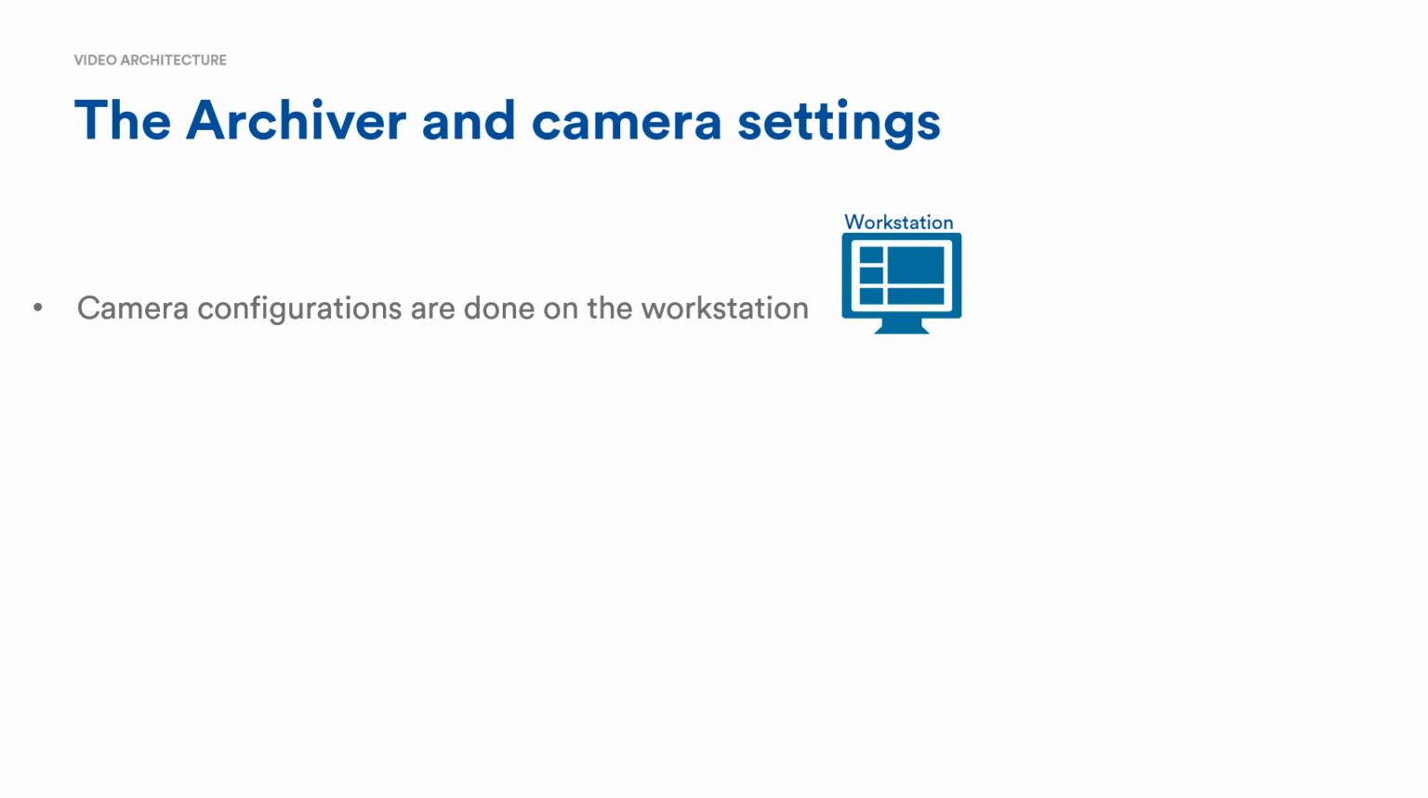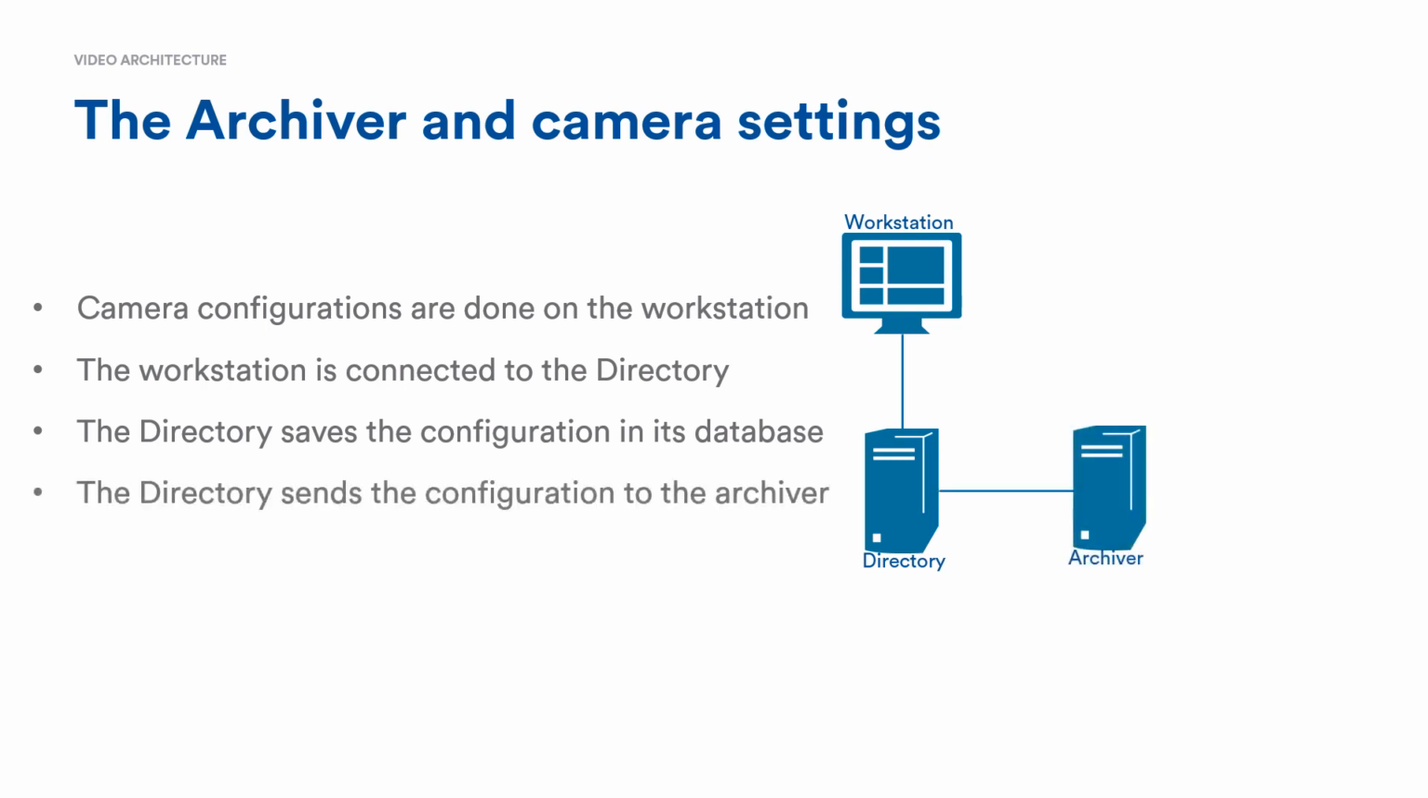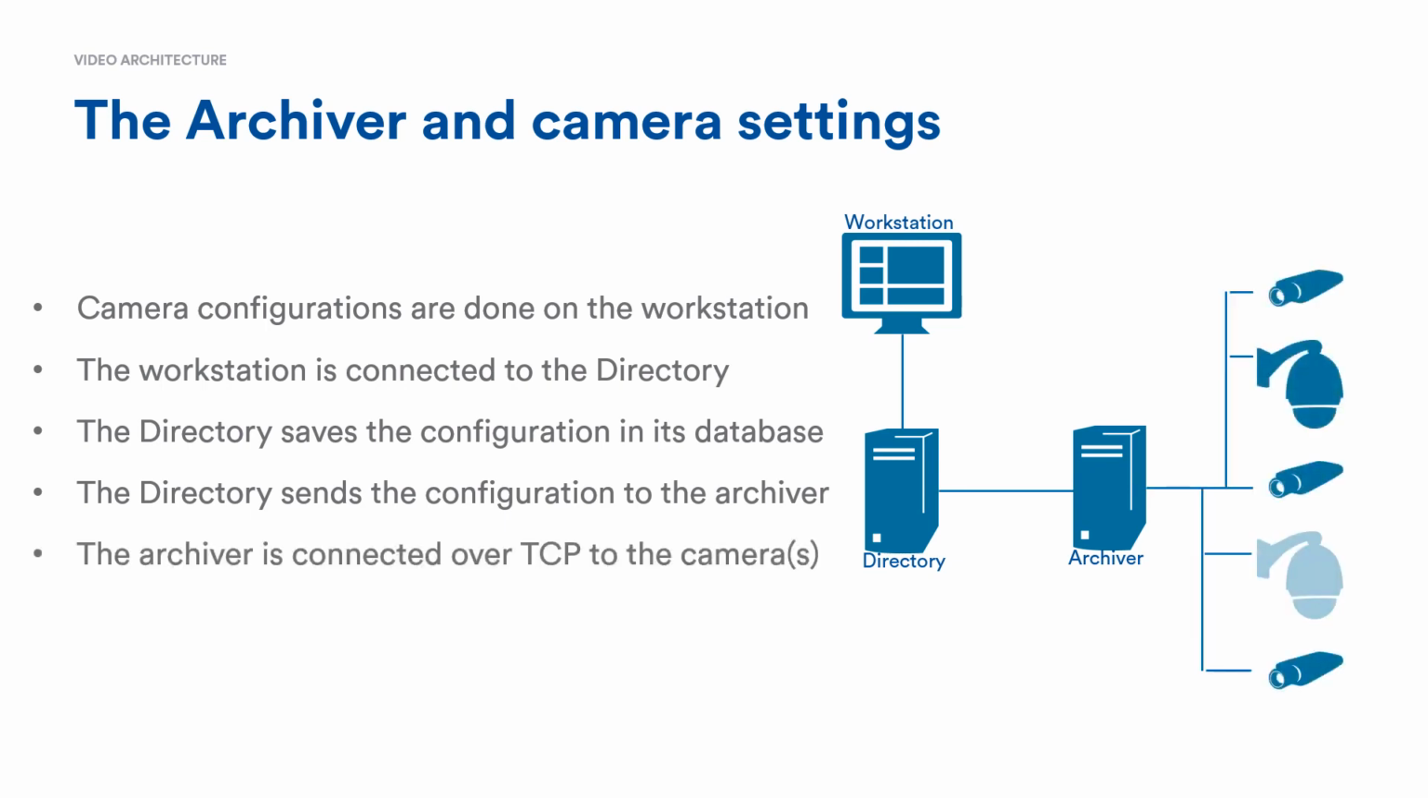My laptop is not connected to the camera, and someone or something actually has to push those settings into the camera itself. Well, my workstation is connected to the directory. That makes sense. The directory is where all of our system's configurations are saved. But the directory isn't connected to the camera either. So it pushes the setting to the archiver, who may or may not live inside the same machine. And the archiver is actually connected to the cameras. So it uses its TCP connection to push the setting into the camera itself.